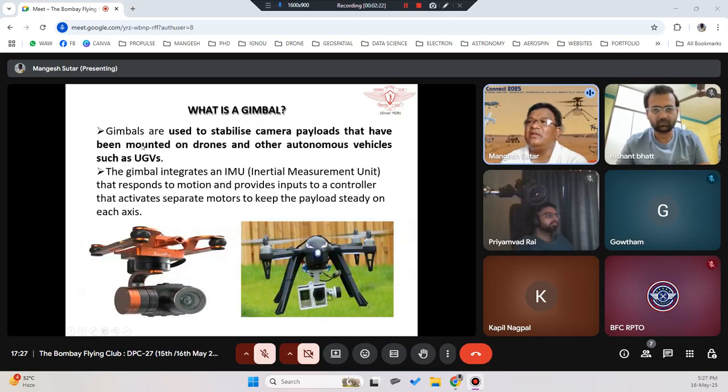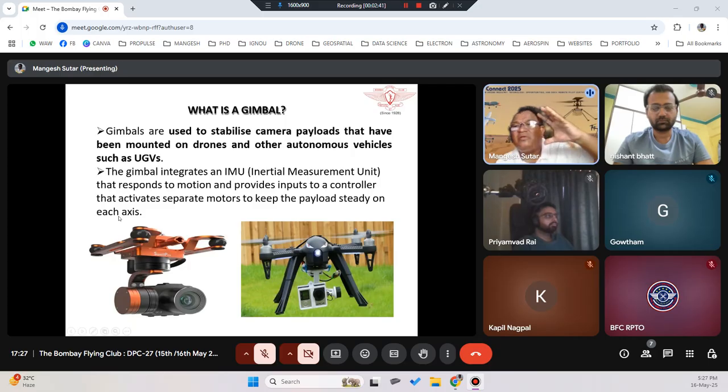Okay, so what is a gimbal? A gimbal is used to stabilize the camera load that has been mounted on drones and other autonomous vehicles such as UGV. The gimbal integrates an IMU, inertial measurement unit, that responds to motion and provides inputs to a controller that activates separate motors to keep the payload steady on each axis.